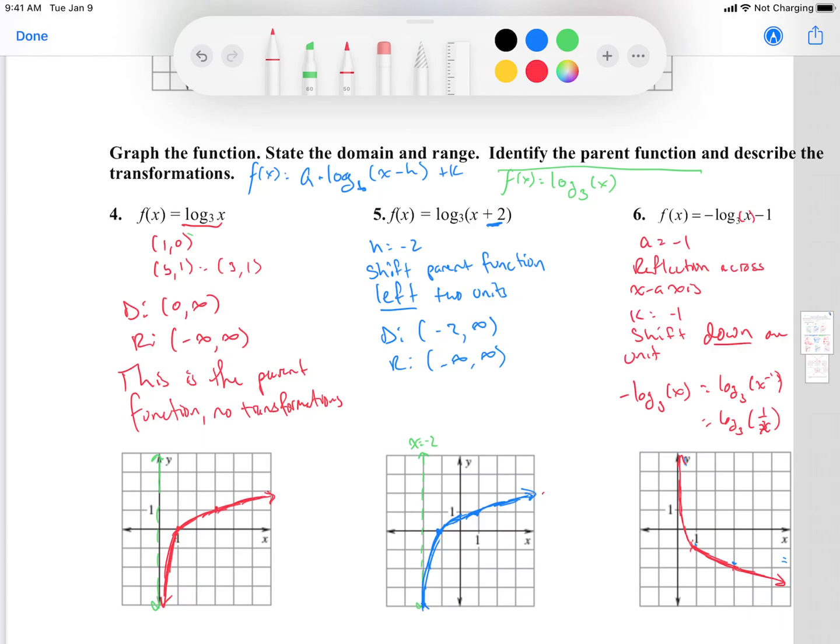Now for domain and range, they're actually not going to change at all. My domain is still from 0 to positive infinity, and my range is from negative infinity to positive infinity. All right. Any questions on this?